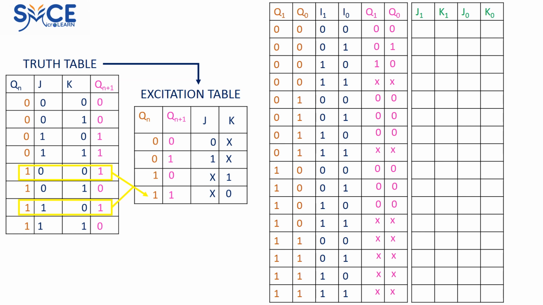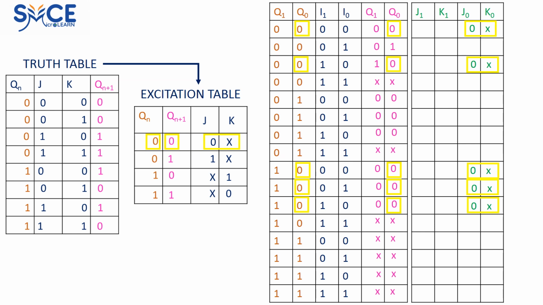We shall now use the excitation table of the flip-flop to fill in the entries in the state excitation table of the toy vending machine controller. Consider the previous state of 0 and the next state of 0 for flip-flop 0. Based on the excitation table, we know that the JK input to be applied is 0x. We can fill in this entry in the state excitation table. Similarly, we can fill in the same entries for all similar transitions for the 0th flip-flop.